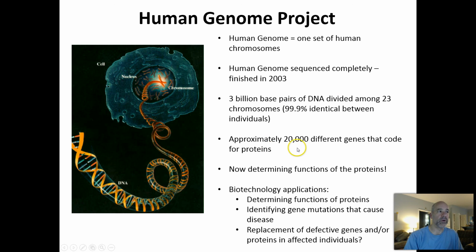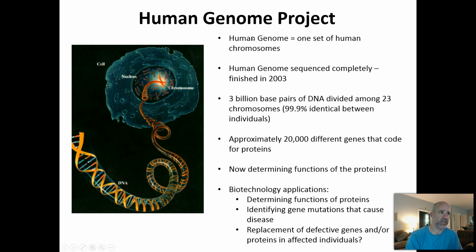As far as we know, along these 3 billion base pairs that you have divided up into these 23 chromosomes, we know that there are about 20,000 different genes that code for proteins. Those proteins can get put together in different ways, so we make even more proteins than that, but there are 20,000 different genes along those chromosomes that can be used as recipes for building proteins.